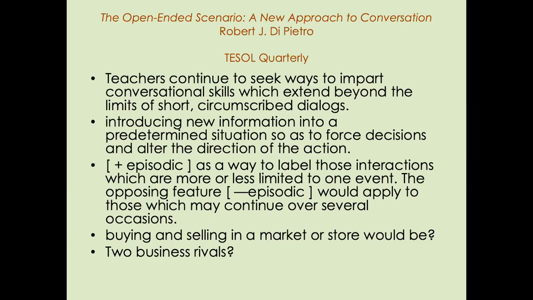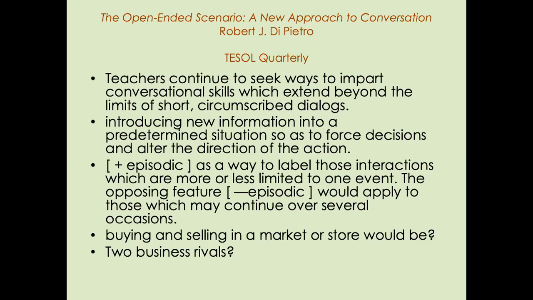Something interesting about this research is that they classify interactions and label them as episodic or not episodic. So episodic would be ones that are just one event conversation, and non-episodic would be something that would continue over time. So just to practice, what do you think buying and selling in a market would be? And what about two business rivals?